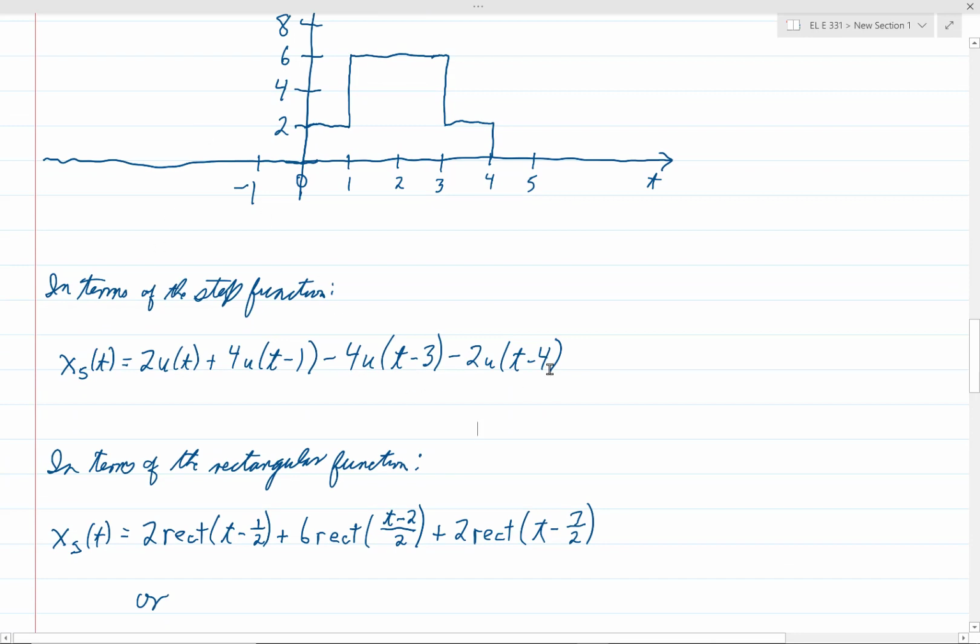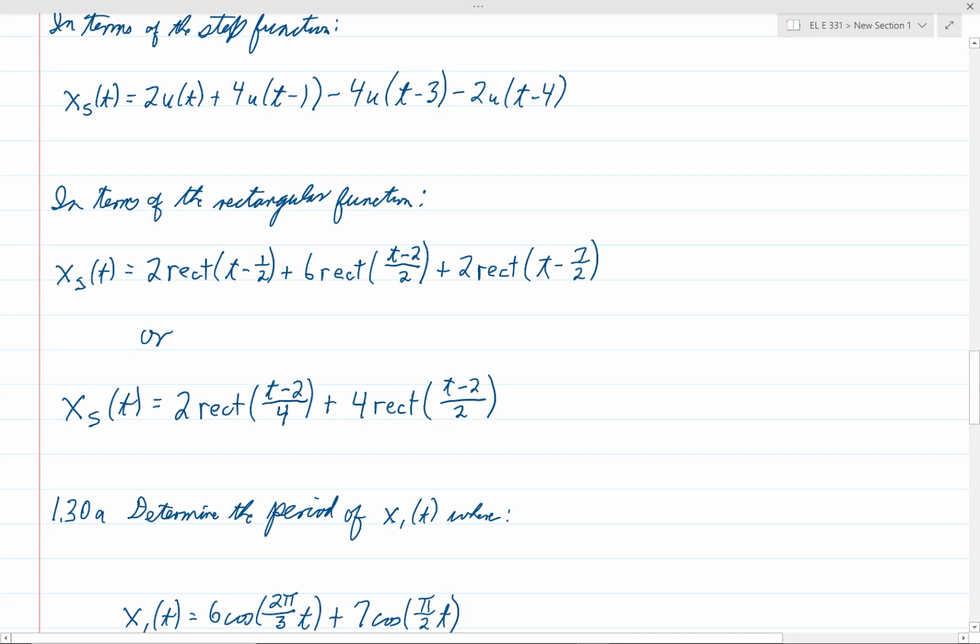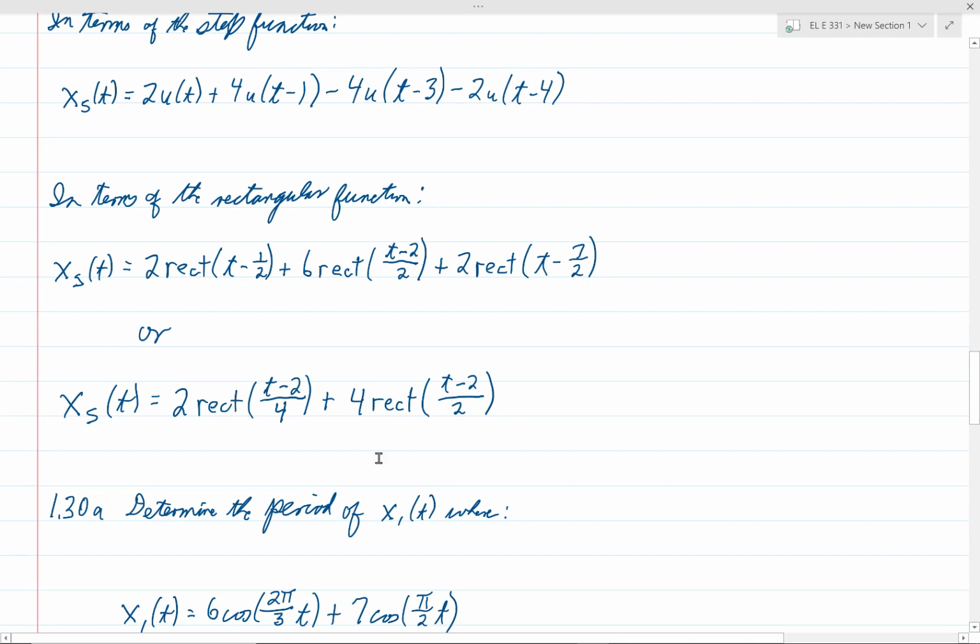And of course, here it was written in terms of the unit step function. So writing it in terms of the unit step function took a little more writing than writing it in terms of the rectangular functions. I guess instead of saying a little more writing, I should say there were more terms. Here there were 1, 2, 3, 4 terms when we wrote it in terms of the unit step function. If we write it in terms of the rectangular function, this way required 3 terms, and this way required only 2 terms. Okay?